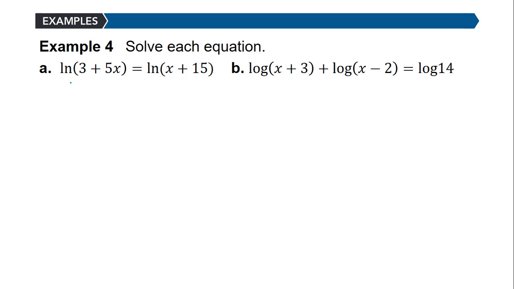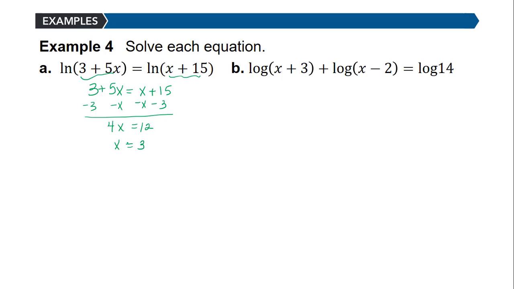So in this example, we have the equation natural log of the quantity 3 plus 5x equals the natural log of x plus 15. So we have this equation where the natural logs are equal, so therefore the input of those logs have to be equal. That is, 3 plus 5x must equal x plus 15. And then we can solve this by subtracting x from each side and subtracting 3 to get 4x equals 12. And dividing by 4, we get x is equal to 3.